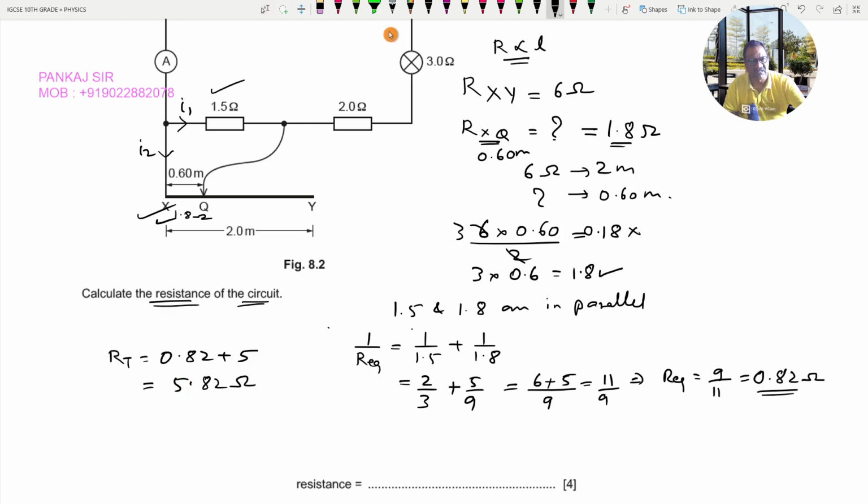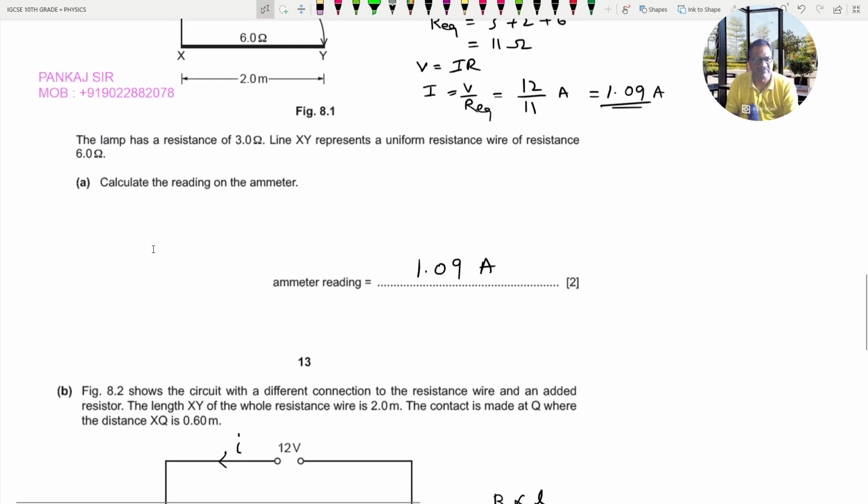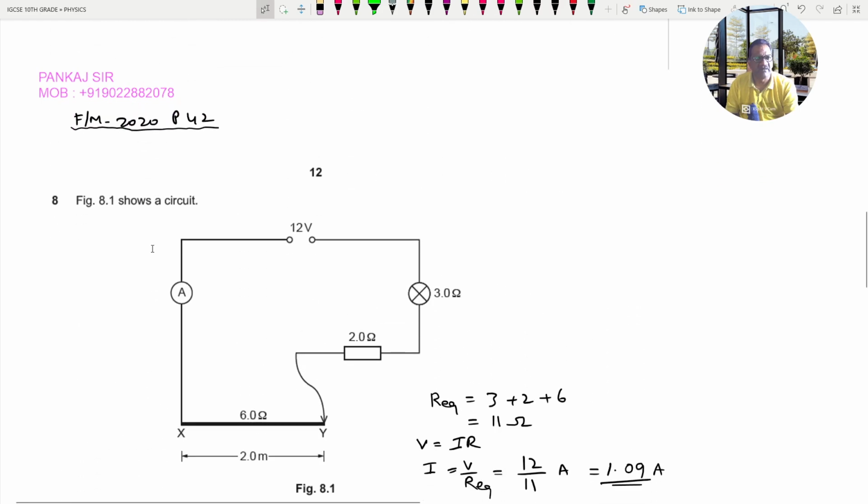This is the total resistance of this circuit. So the answer is 5.82 ohms. With that, we end one more interesting question on electricity from physics IGCSE, and this was picked up from the paper February March 2020, paper 42.